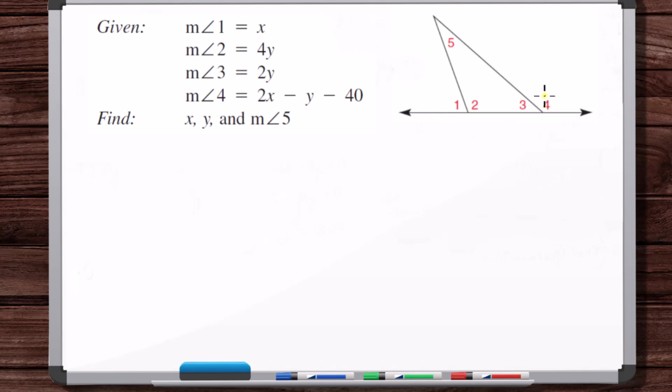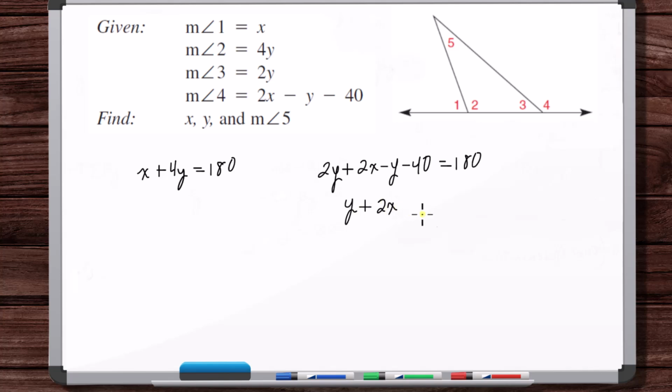Well, in that case, let's just go ahead and do, so, okay, 1 and 2 are supplementary. So x plus 4y is equal to 180. 3 and 4 are supplementary, so 2y plus 2x minus y minus 40 is equal to 180. So 2y minus y is equal to y plus 2x, and then you add 40 to both sides, you get 220. So we've got 2x plus y is equal to 220.